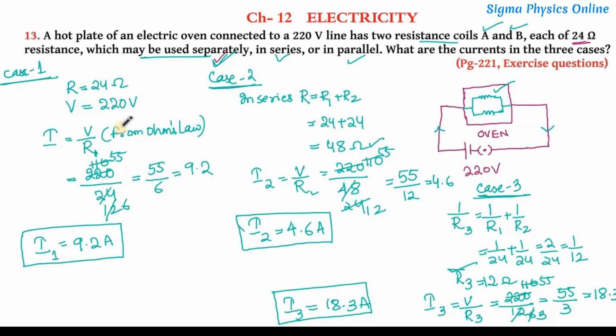So in this case we see that the maximum current flows when the resistance coils are connected in parallel. So this results in the maximum current flow, and when they are connected in series, we see that the current flow is minimum. It is because when the resistances are connected in parallel, the overall resistance of the circuit decreases, which results in the increase in current. But when the resistances are connected in series, the overall resistance of the circuit increases and therefore the current decreases. So these are the values of the current in these three cases. So I hope you have understood the solution to this question.